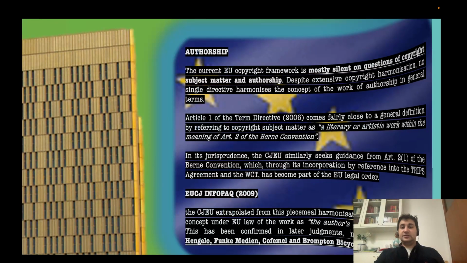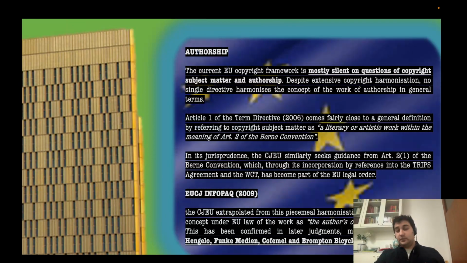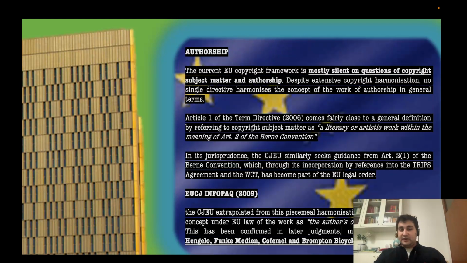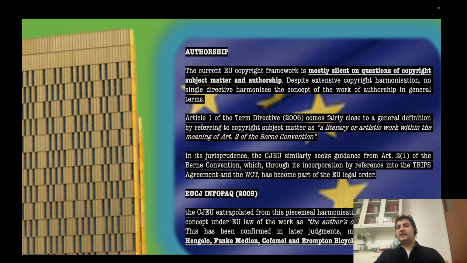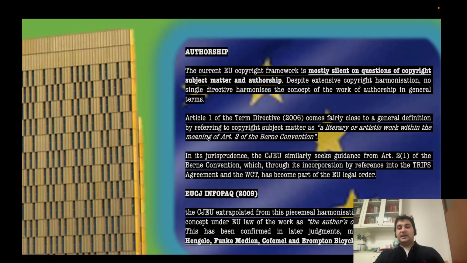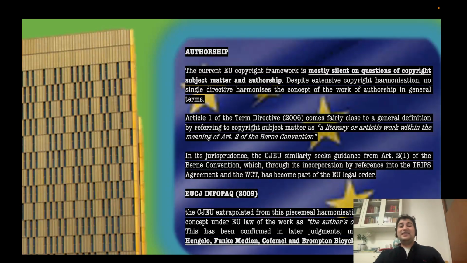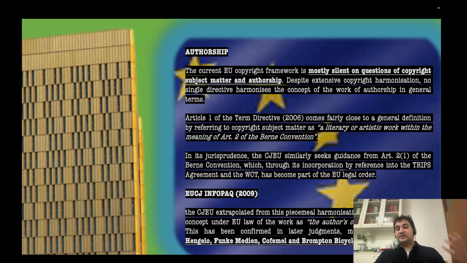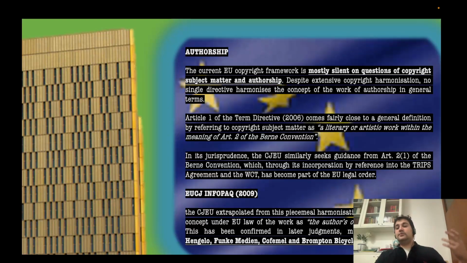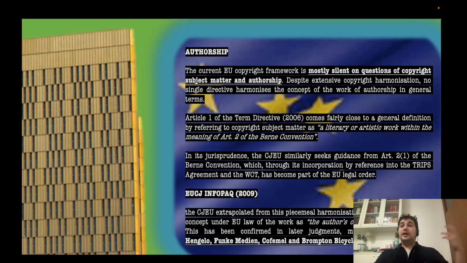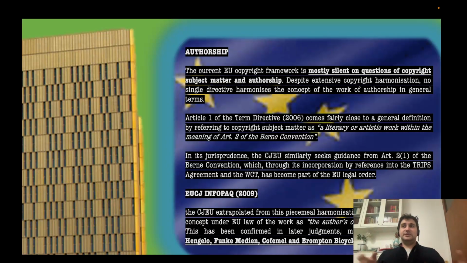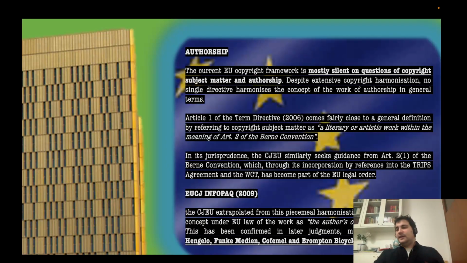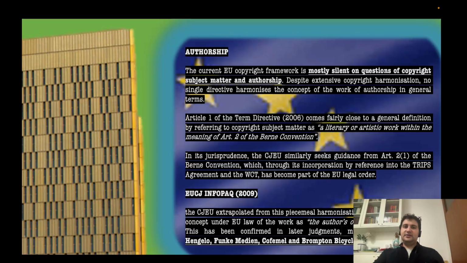However, such human agency is not clarified anywhere, and even the idea of authorship is very loosely defined in Article 1 of the Term Directive of 2006, and in Infopaq it is just mentioned that copyright is the author's own intellectual creation, the work being an intellectual creation. So we know broad concepts, but they have not yet been fully developed into legislation.